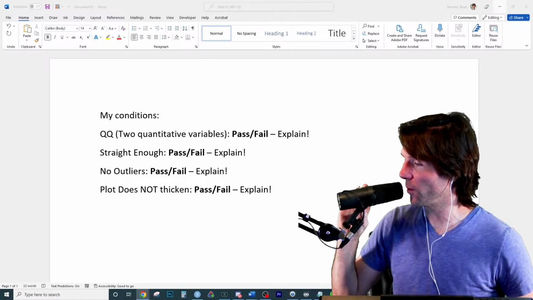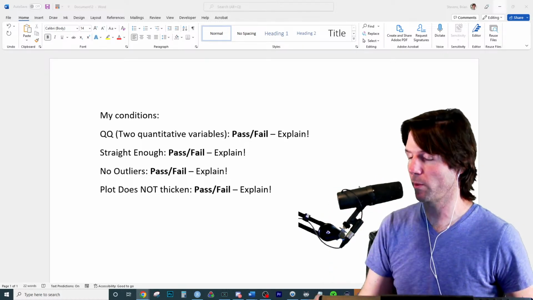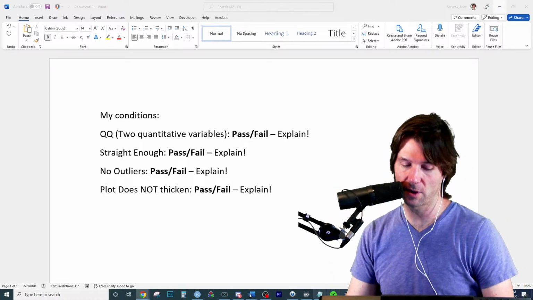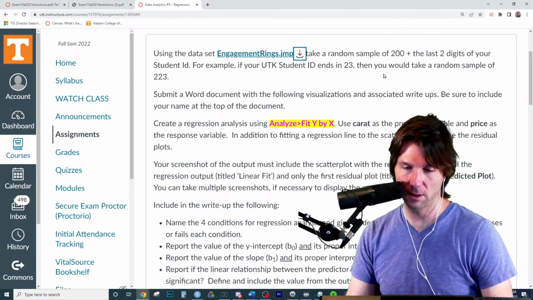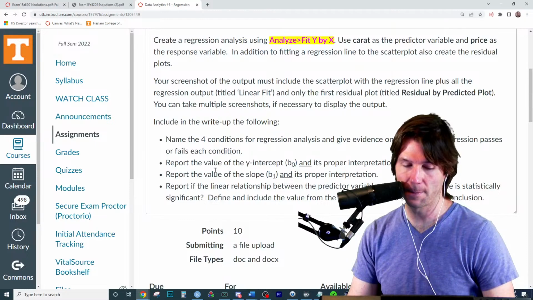Technically, won't the data be different for everyone to some degree? Correct. Do take your random sample. Make sure to start, because you are taking a random sample on this one. Take a random sample of 200 plus the last 2 of your TID.